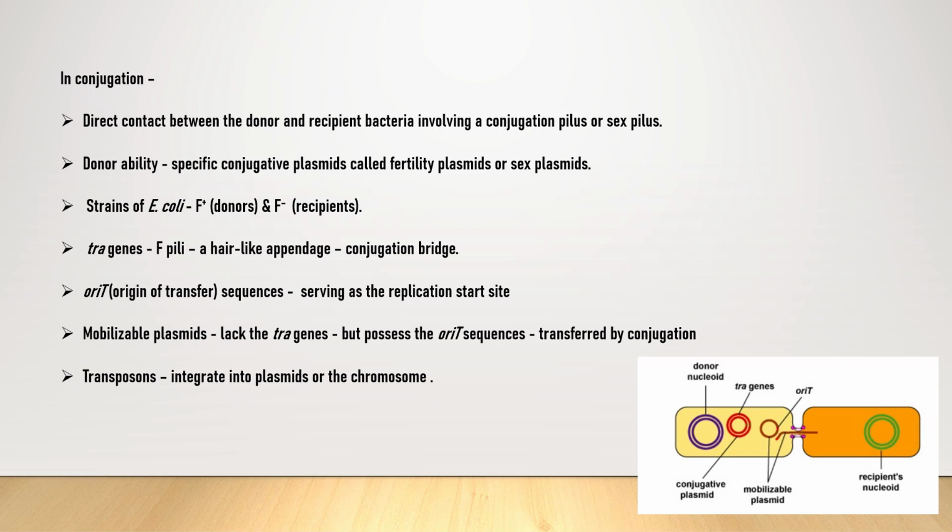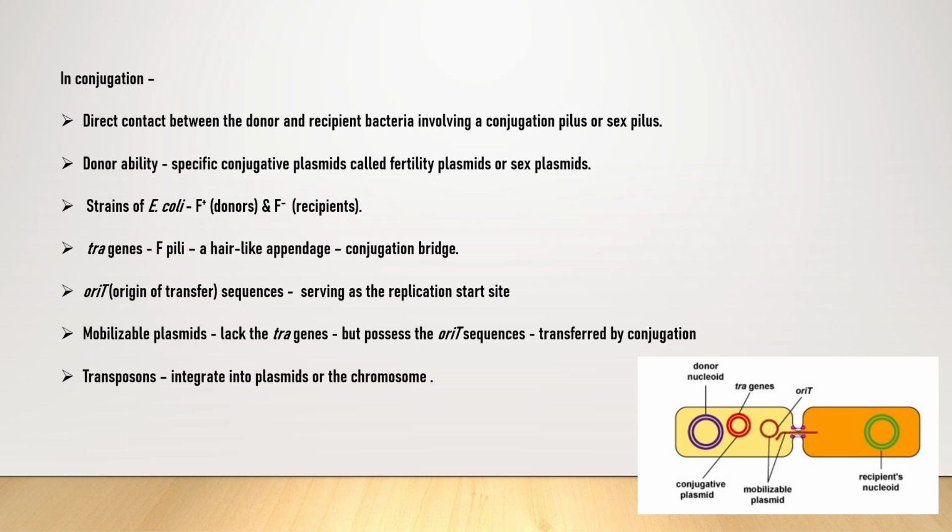A conjugative plasmid is self-transmissible in that it possesses all the necessary genes for that plasmid to transmit itself to another bacterium by conjugation. Conjugation genes, known as TRA genes, enable the bacterium to form a mating pair with another organism. OriT sequences, which is called the origin of transfer, determine where on the plasmid DNA transfer is initiated by serving as the replication start site, where DNA replication enzymes will nick the DNA to initiate DNA replication and transfer.